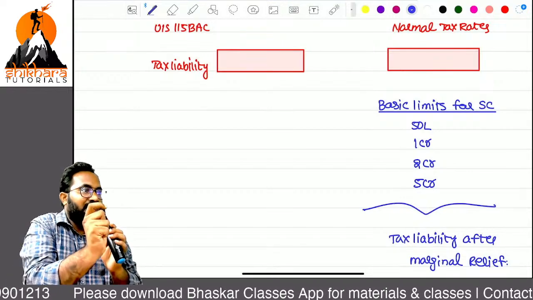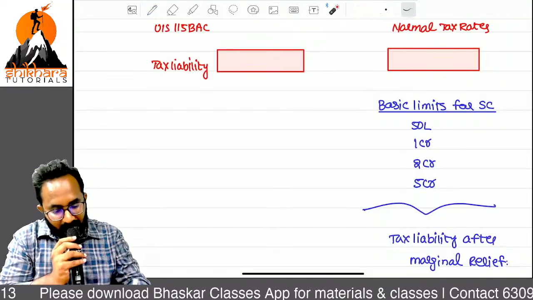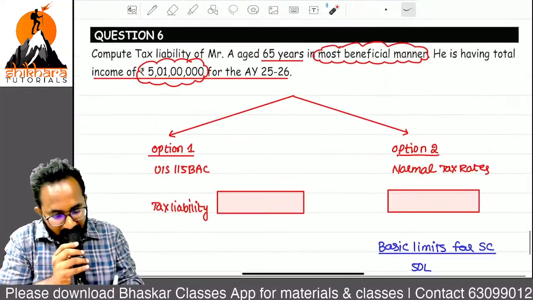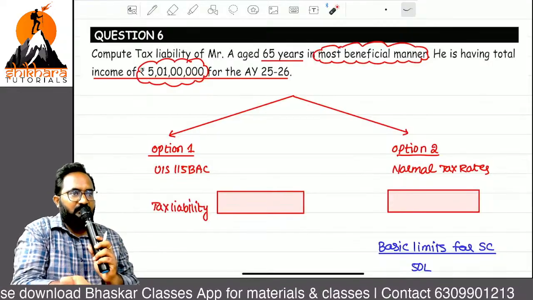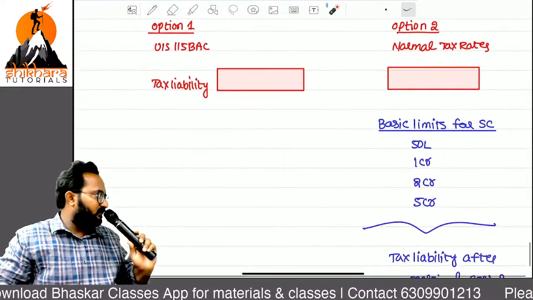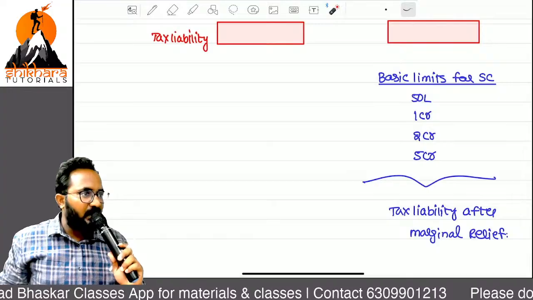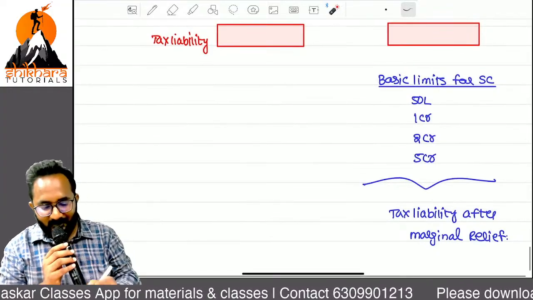Excess over 5 crores, how much amount is there? 1 lakh only. So that's why we have to follow the marginal relief steps for computing the tax liability.